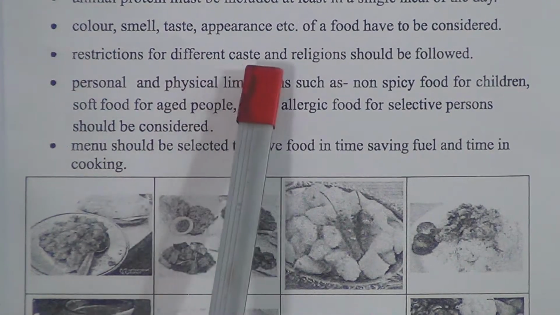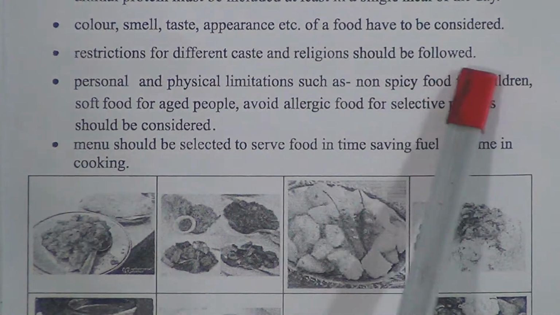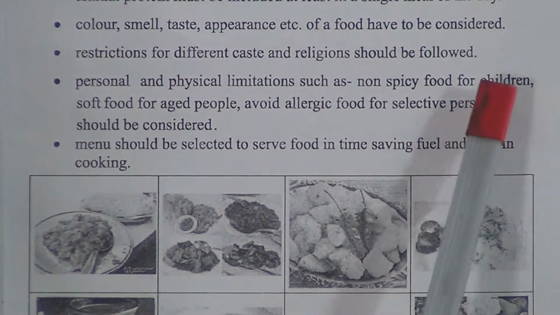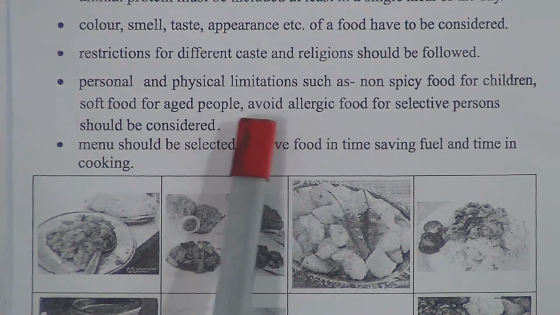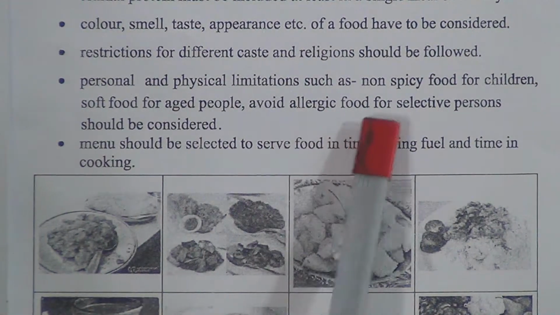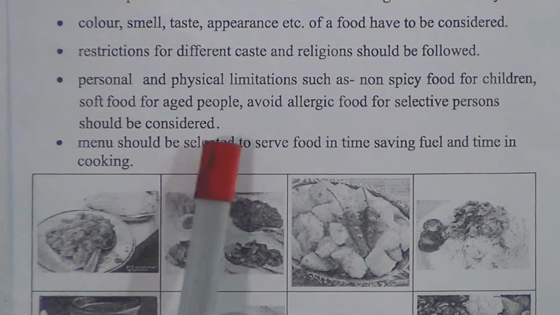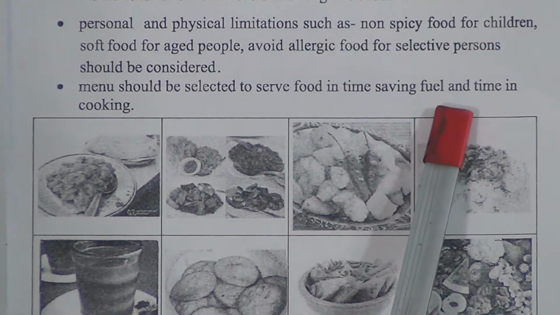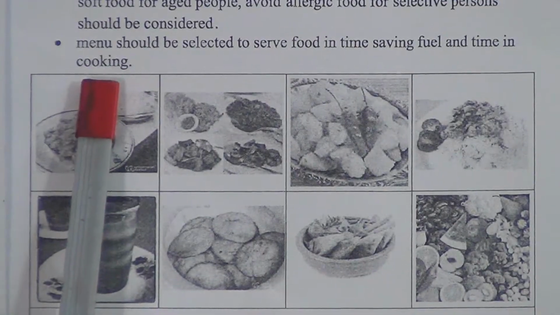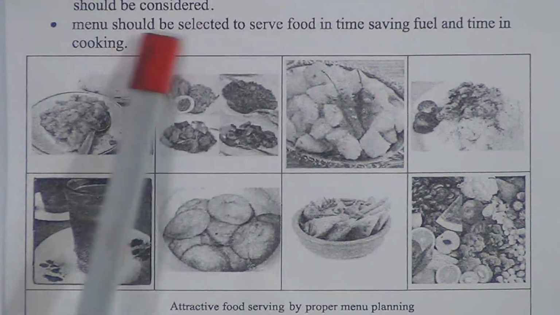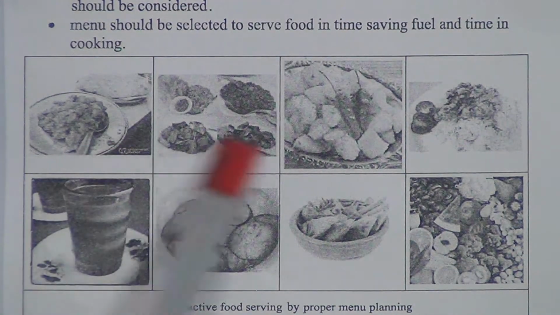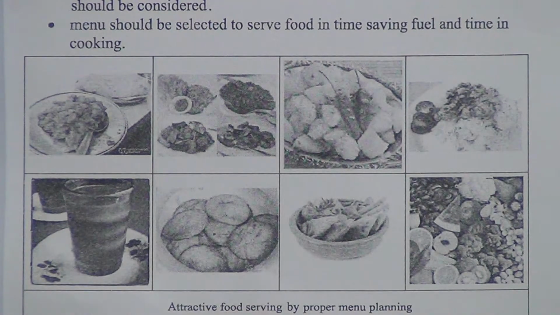Restrictions for different castes and religions should be followed. Personal and physical limitations, such as non-spicy food for children, soft food for aged people, and avoiding allergic food for restricted persons, should be considered. Menu should be selected to serve food in time, saving fuel and time in cooking. So while making our menu, we have to follow all these rules. And here you can see different kinds of foods. All these are attractive foods served by proper menu planning.